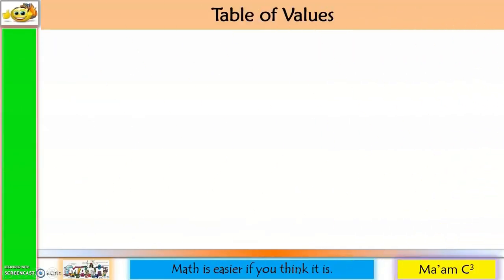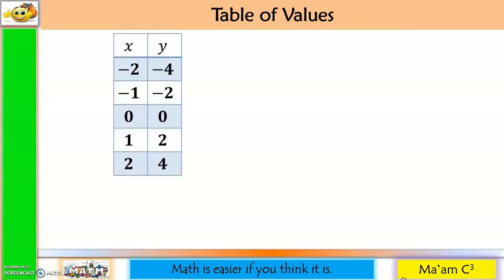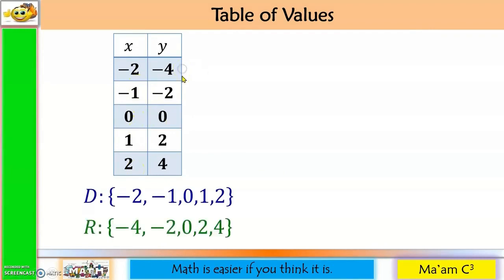Now let us have table of values. This is much easier. You can easily see the group of x and y. So let's have the domain. We have -2, -1, 0, 1, and 2. For the range, we have -4, -2, 0, 2, and 4.